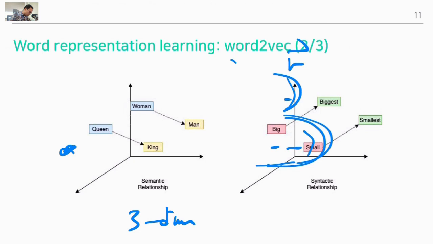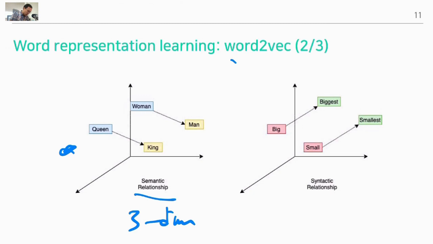What is their relationship? They are like an opposite gender relationship, right? For woman, the opposite is man. For queen, the opposite is king. So we are able to find the semantic relationship, right? We are also able to find the syntactic relationship between big, biggest, and smallest.